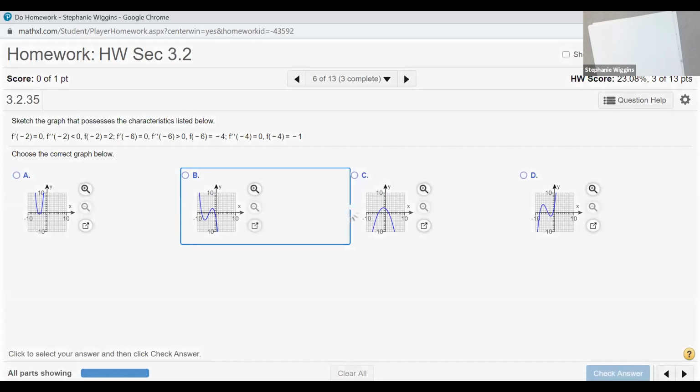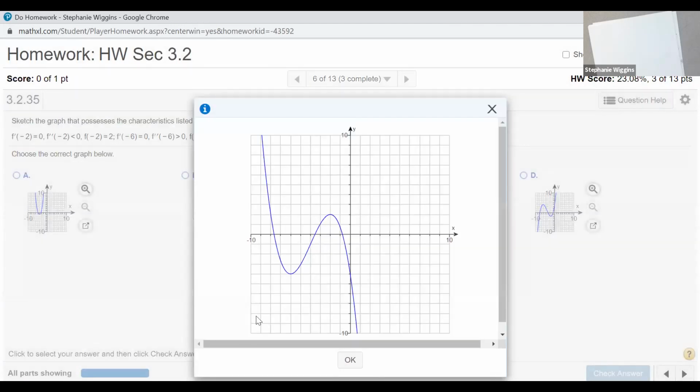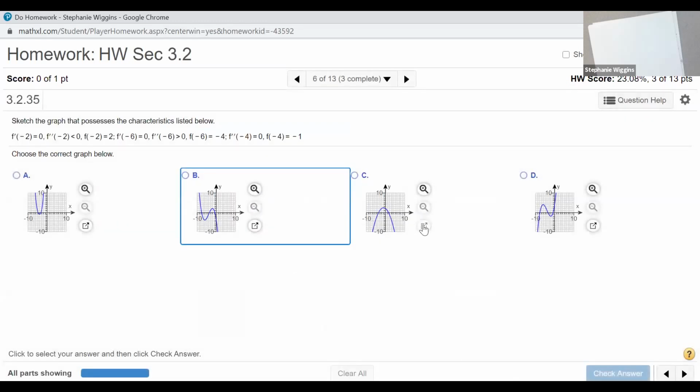Moving on to the second graph, at -2, yes, the derivative is 0. See how we have a maximum there? And the derivative is 0 only at a relative maximum or a relative minimum. So this is a relative maximum. So the first characteristic is satisfied by this graph. So we can't eliminate this one yet. Going on to the next one.